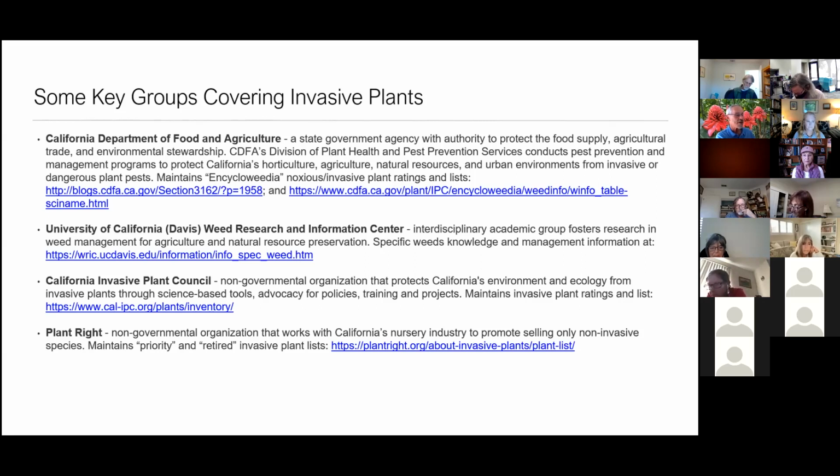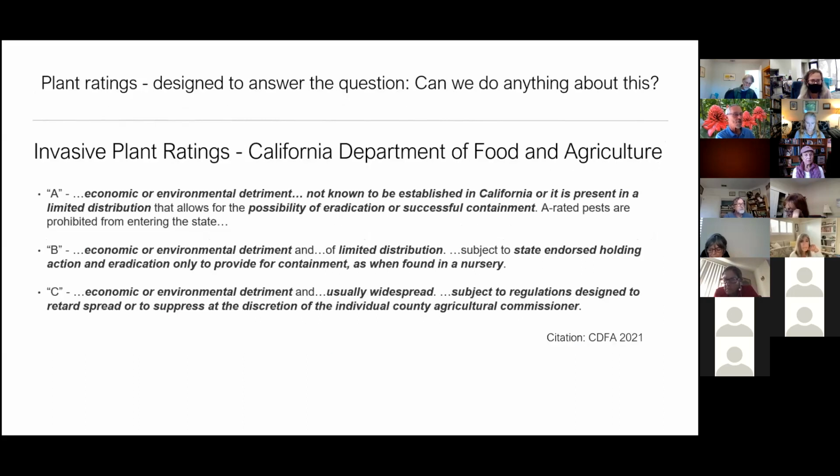The California Invasive Plant Council and Plant Right are non-governmental organizations mostly interested in the protection of natural resources. Plant Right is trying to change the nursery industry to avoid selling invasive plants. And they both have rating systems.